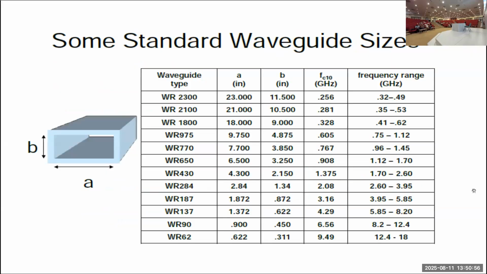There are some standard waveguides. They have frequency ranges, and their cutoff frequency for the TE10 mode is also given in this table. For example, if we talk about the WR284 waveguide, then its a is almost 2.84 inches, its shorter side is 1.34 inches, its cutoff frequency is 2.08, and its range is 2.6 to 3.95 gigahertz.